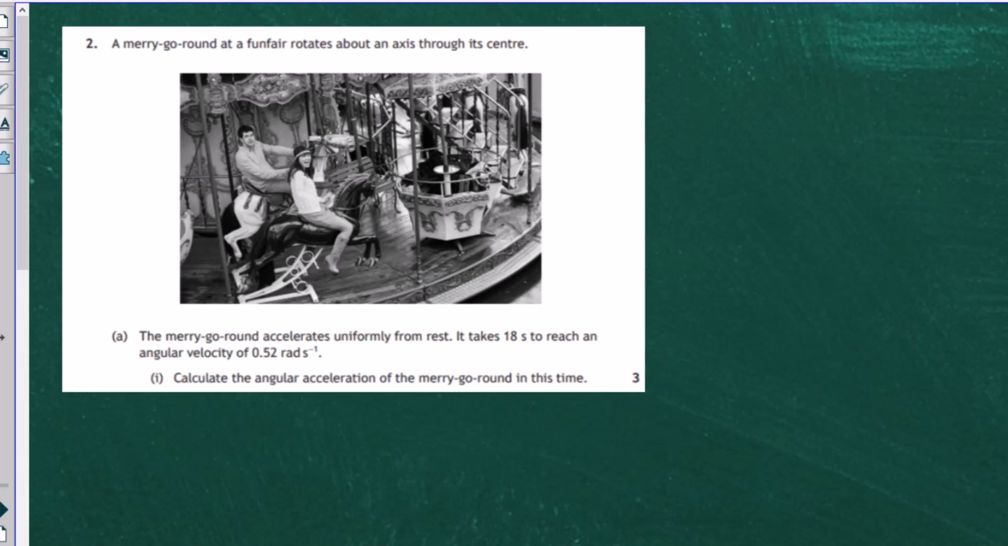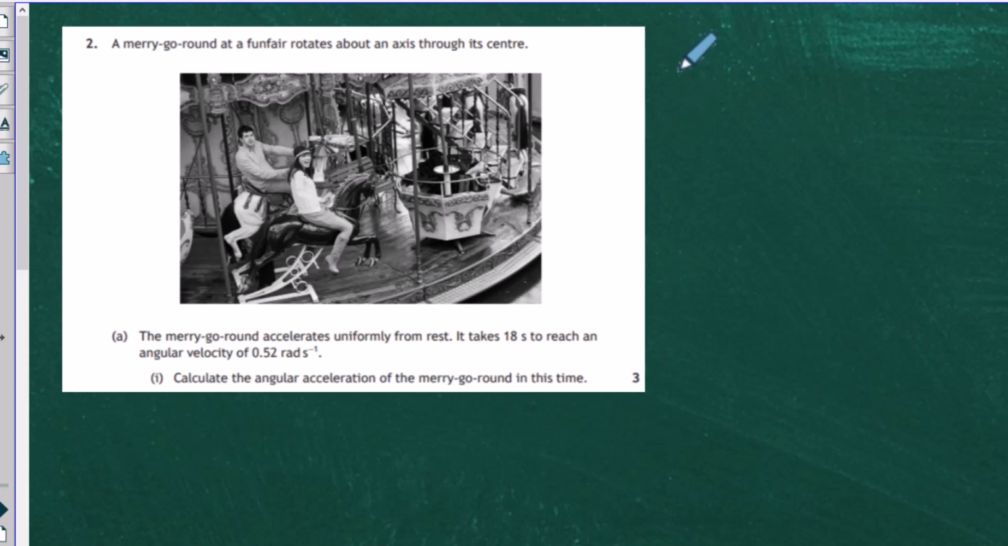Question 2 from the 2022 Advanced Higher Physics Examinations from the SQA. A merry-go-round at a fun fair rotates about an axis through its centre. For part A, the merry-go-round accelerates uniformly from rest. It takes 18 seconds to reach an angular velocity of 0.52 radians per second. For 3 marks, we have to calculate the angular acceleration of the merry-go-round in this time.